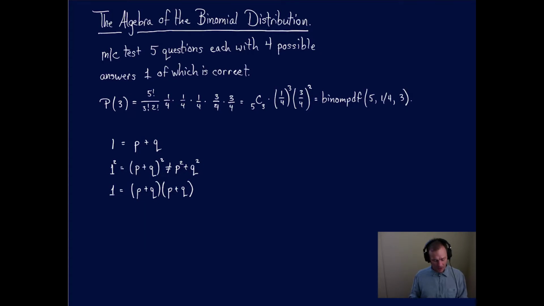Well, then what do we do? We distribute. So we would distribute p times p. That would give me, right here, a p squared. And then we take a p times the q for a plus pq.